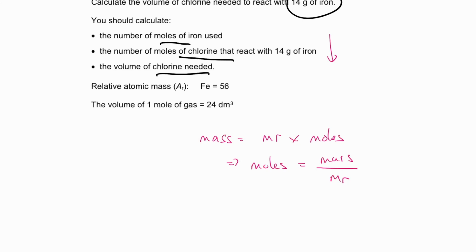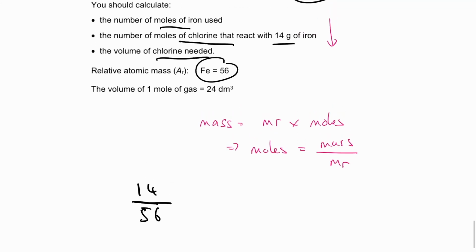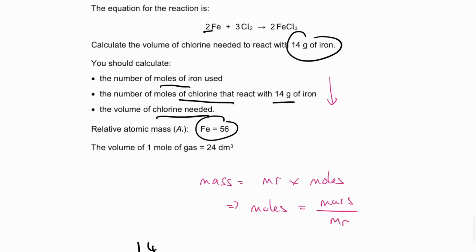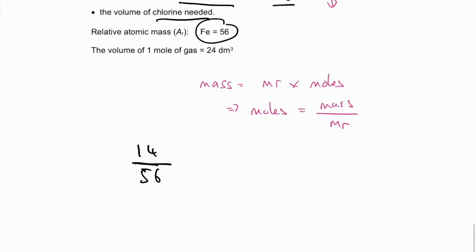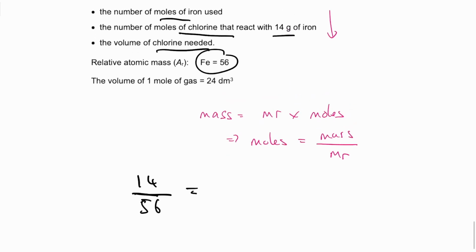So the mass in the question is given as 14 grams. So let's take this 14 grams over here, and grams is the correct unit, so we don't need to change it. So 14 grams divided by the MR, and the MR of iron is also given to us as 56. So we can just plug in 56 over here. Remember, we're just working out the number of moles of iron that we used, and that is just the Fe over here. So the number of moles first of all is going to be 0.25 moles.